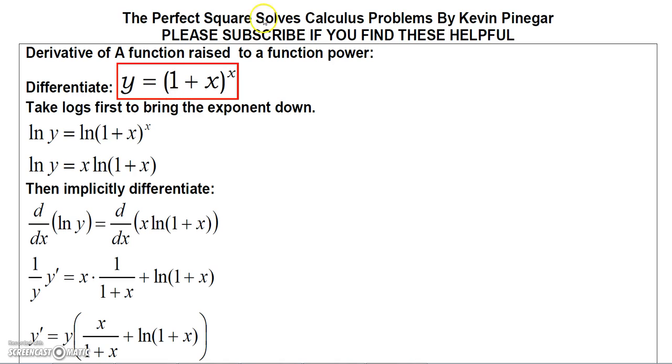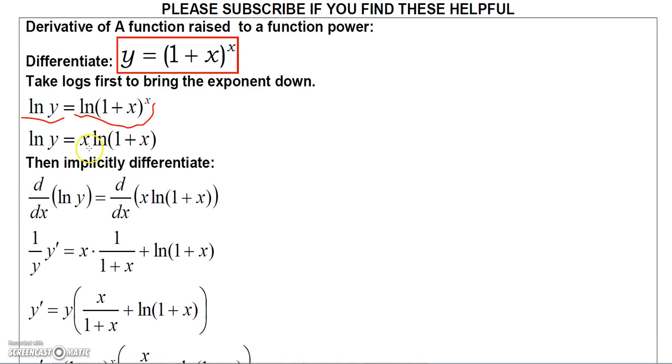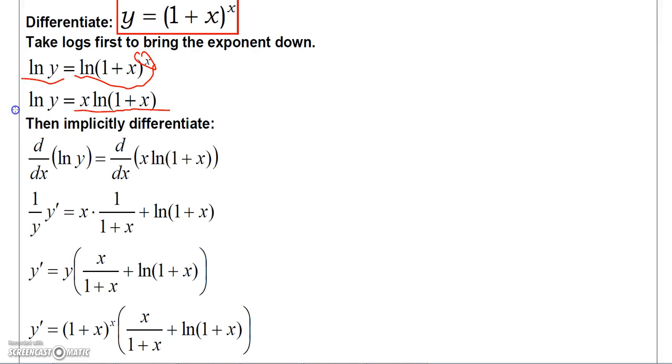So the first thing I'm going to do is take the log of both sides. When I say log I mean natural log. So I'm going to take the log of y, and then the log of 1 plus x to the x. Now I have a log property that allows me to move this exponent down as a factor, because the natural log of a to the x is x times the natural log of a. So now I'm going to differentiate both sides.